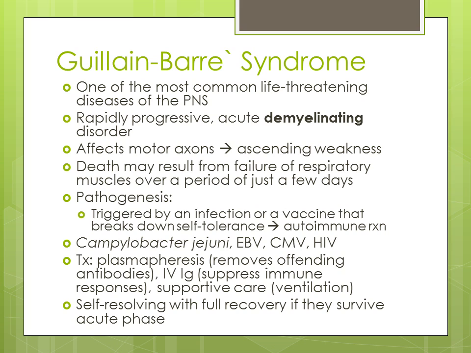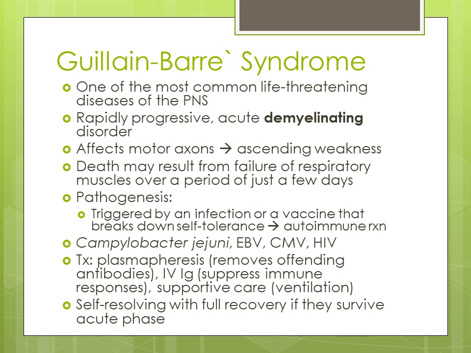This is one of the most common life-threatening diseases of the peripheral nervous system, and it is a demyelinating disorder. Basically, it affects the motor axons, and it has a presentation of ascending weakness. The problem with this is that it starts in the hands and the feet, moves up, and then it can eventually affect the respiratory muscles. This is one of the things that if they don't get care very immediately, they could die due to respiratory failure.